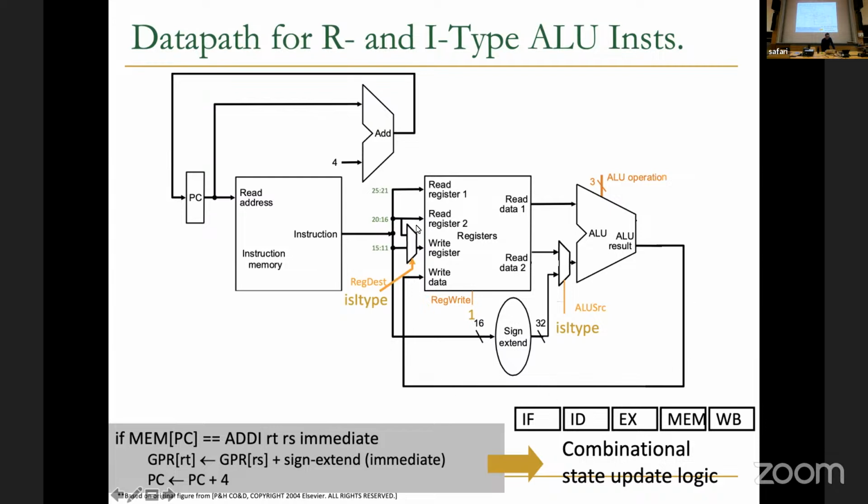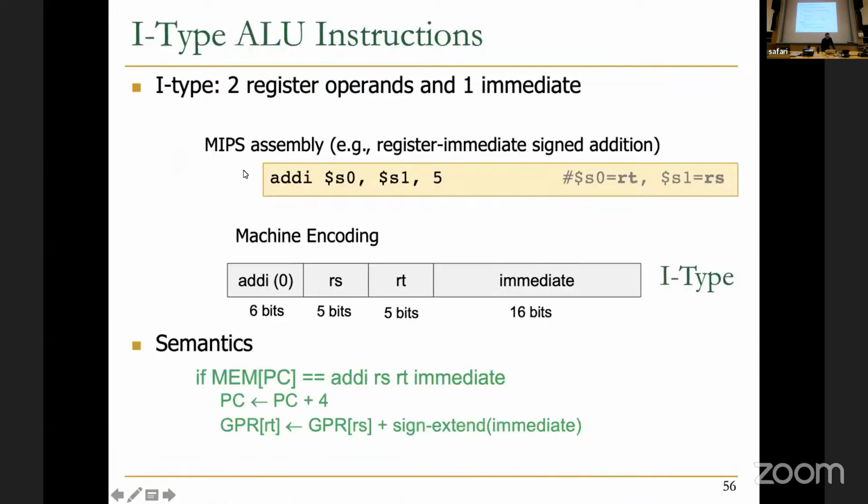Now, we also need to play a trick over here, unfortunately, because the register ID that we're going to write to is not coming from the same place in the instruction as the register ID that we were going to write to in an R-type instruction. Basically, if you go back and look over here, the destination register is RT. It's coming from these bits.